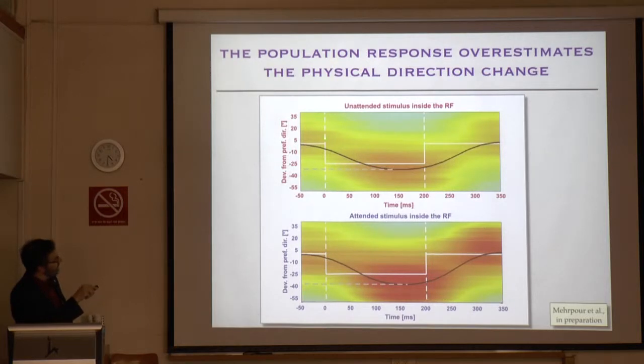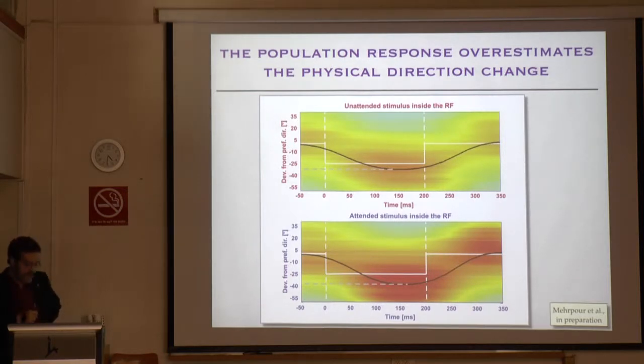And you sort of see here the smooth population response for attended and unattended. The black curve is a fit through the peak of that population, showing what the population is telling us is the presented direction. It matches very well when the stimulus is constant, but when the stimulus changes, there is an overestimation. So the population slightly overestimates the change in direction, and for the attended condition, that overestimation is even larger.